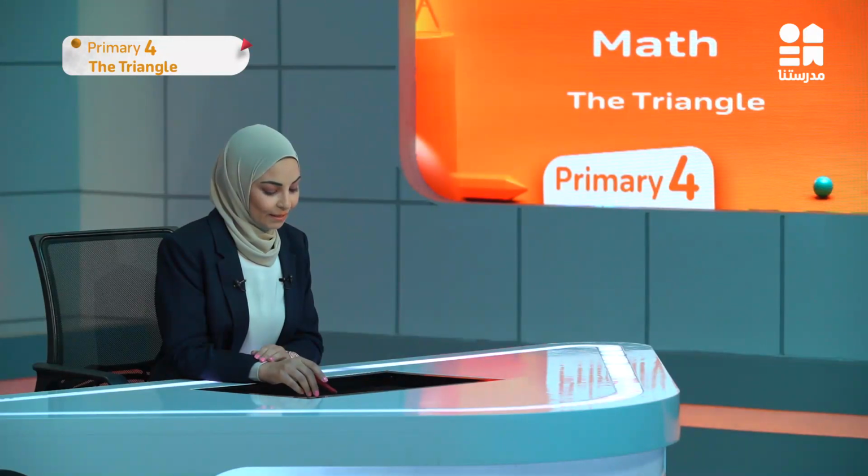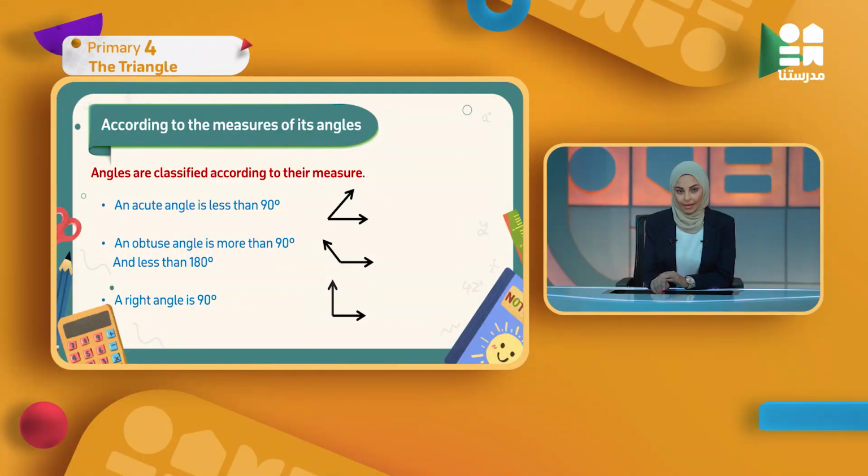Again, an acute angle must be less than 90 degrees. Any number less than 90 degrees is an acute angle. Okay? Second type, obtuse angle. It must be more than 90 and less than 180. That means it must be between 90 and 180 degrees. Okay, and the right angle, as I said, must be exactly 90 degrees.